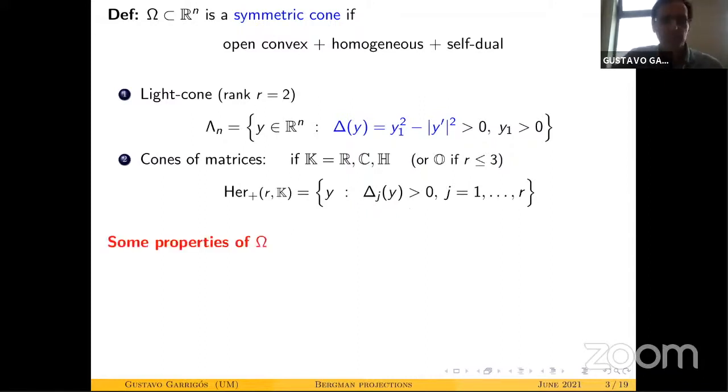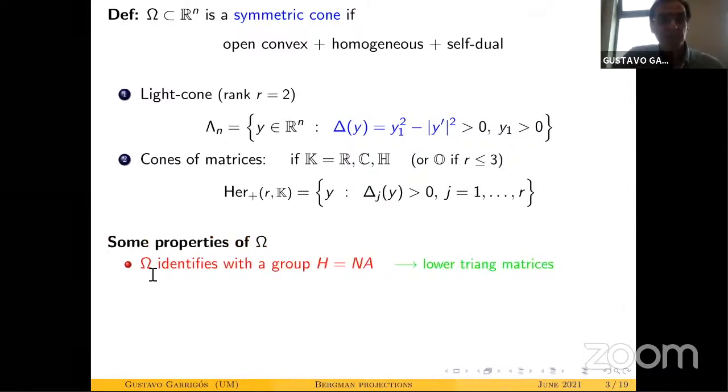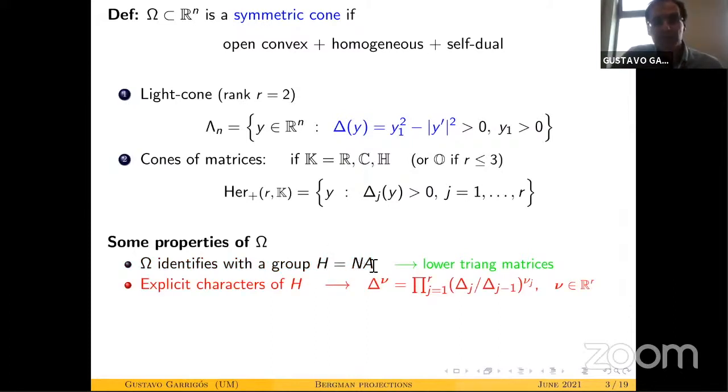So what are the three key properties that I need from omega? Well, the first property is that it identifies with a group, which is actually explicit. And if you have one of these matrices, one way to do this identification is by splitting the symmetric matrix as a product of a lower triangular and an upper triangular matrix. So this group is the lower triangular matrices, which you can also split as a nilpotent and an abelian part. The nilpotent part will be the lower triangular with ones in the diagonal. The abelian part will be the diagonal matrices with positive entries. So this identification gives the right coordinates to work in the cone and to exploit the homogeneity that you want to exploit in order to have nice formulas.